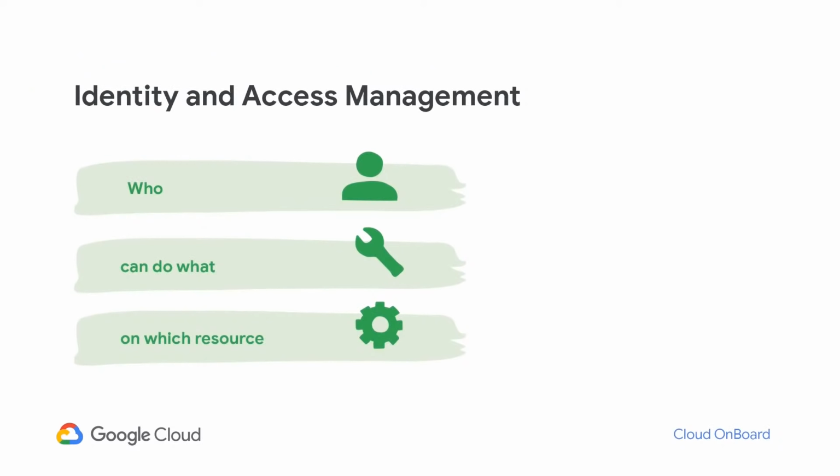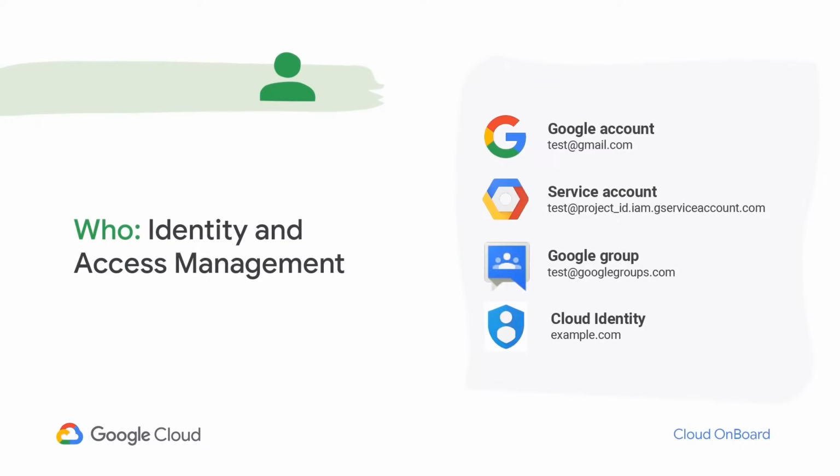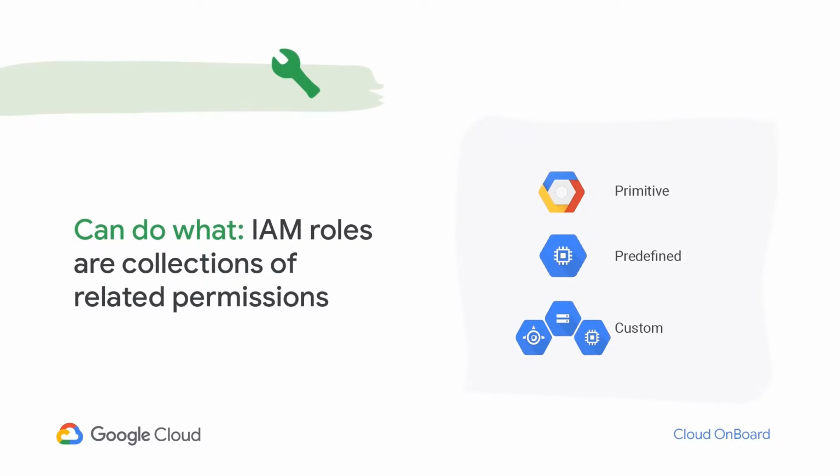So what is identity and access management? It's basically a way of identifying who can do what on which resource, and that is what IAM does for you. So what is the who? The who can be a person, a group, an application, or a specific privilege or action. A who can be a person, as in a Google account. It can be a service account, which is given some permissions for a specific Google service. It can be a Google group. You can put a set of users in a group and assign the same permissions on some cloud entity. The can do what part of an IAM policy is defined by a role.